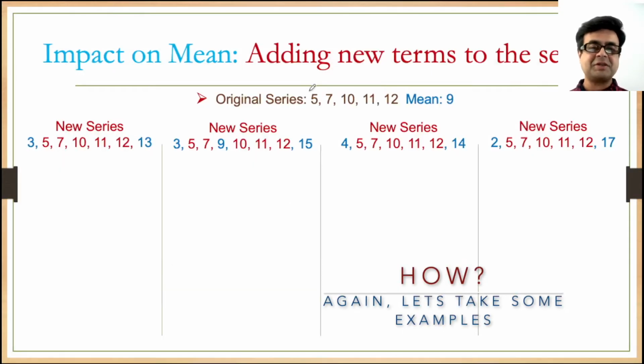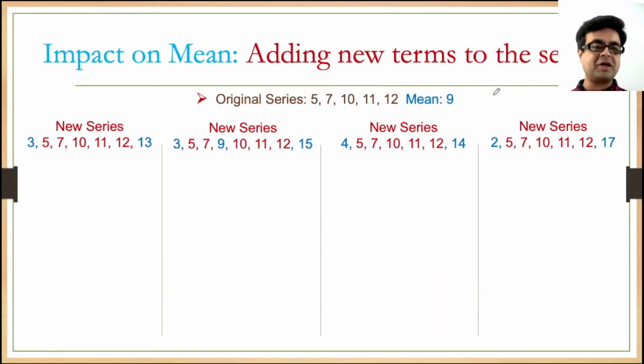So here we have the same original series with a mean of 9 and, as you recall, the sum of 45, and we are adding additional terms to the series. However, in this particular case, for every new series, some of the terms are greater than the mean and some of the terms are less than the mean. So it is not very straightforward what will happen to the mean. So let's look at this series.